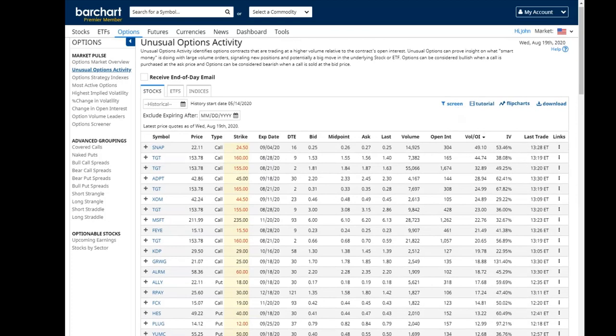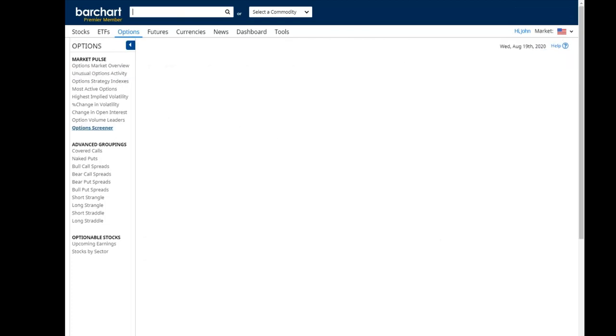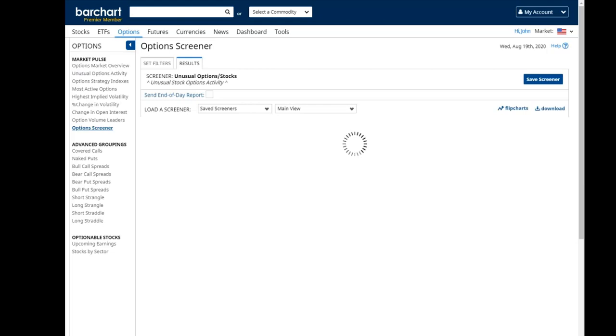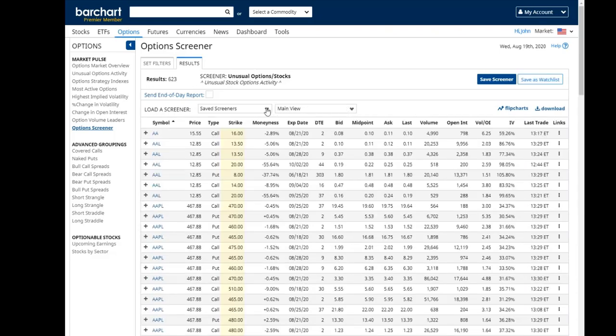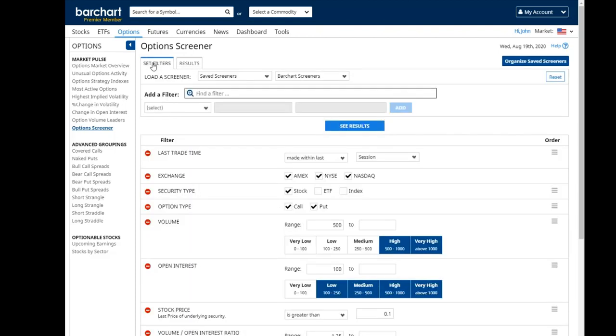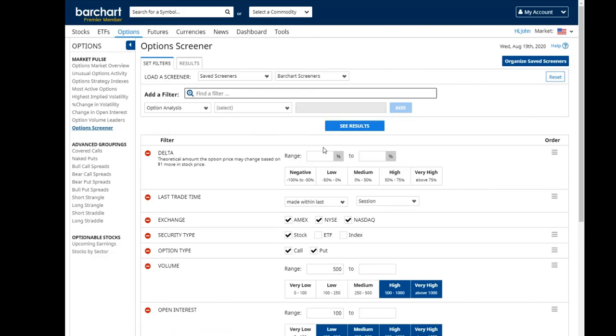So here's a little trick. I'm going to go in here where it says screen. Now we've learned the math of the covered call, and I'm going to take all these unusual options stocks that are trading, and I'm going to set some new filters. I'm going to use those parameters that we talked about. One of the ones that we said that we like is our delta, right? Looking for that delta somewhere between 25 to 50. So I could put in a range of 25 to 50-ish, okay?